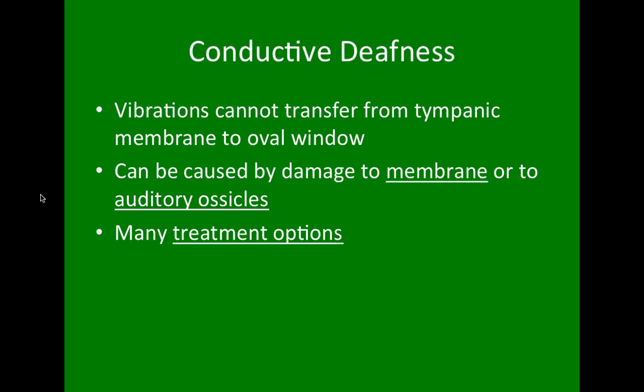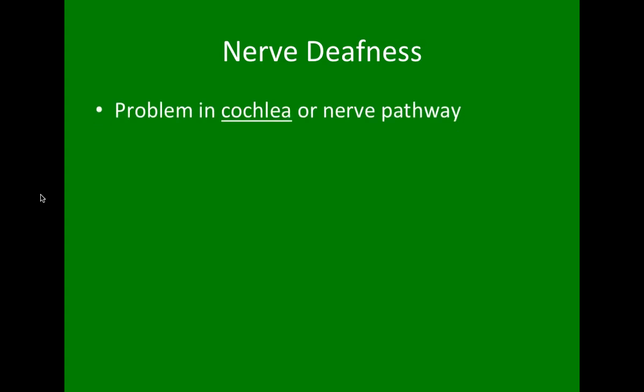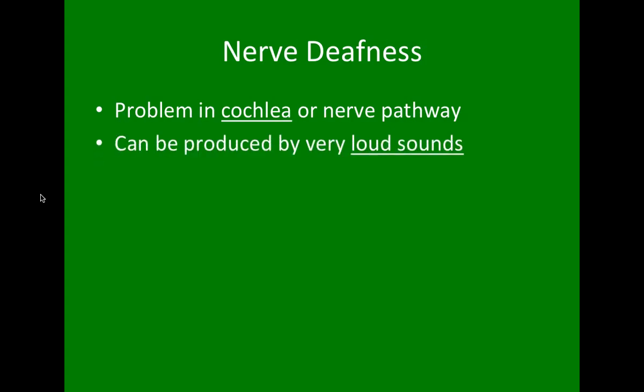The type of deafness you don't want to get is nerve deafness. This is the type of deafness that is usually associated with listening to loud music. For instance, I know Pete Townshend from The Who is almost completely nerve deaf as a result of his guitar playing with the loudness over many, many years. This is a problem within the cochlea or perhaps the nerve pathway. It can be produced by very loud sounds.